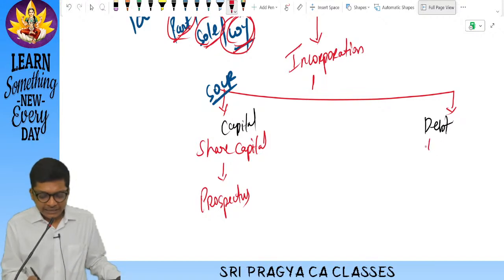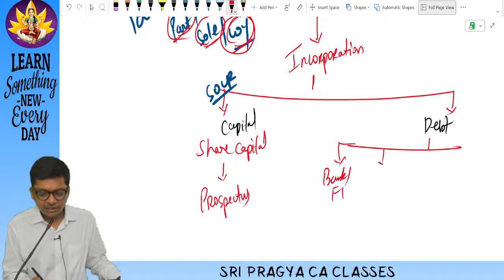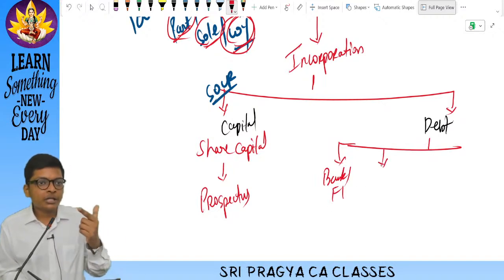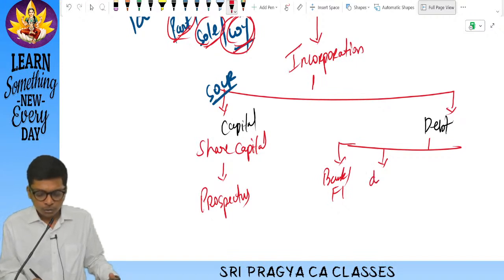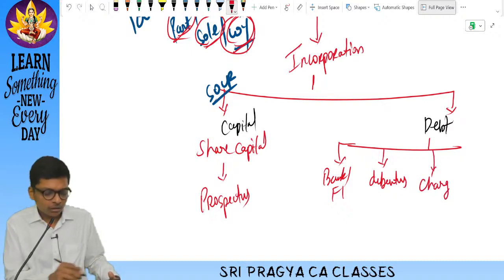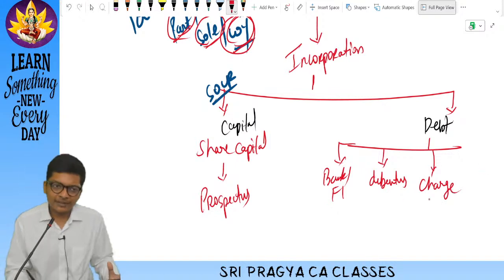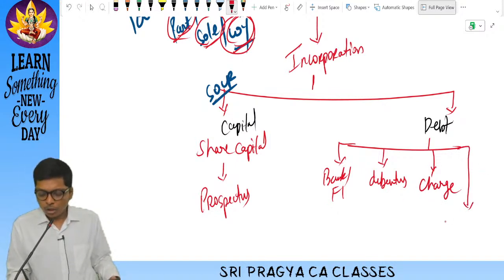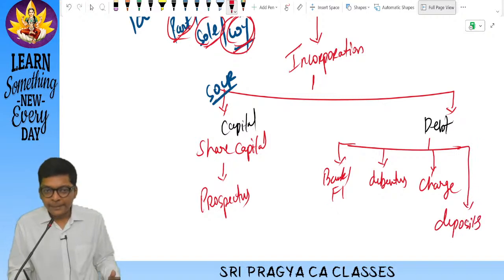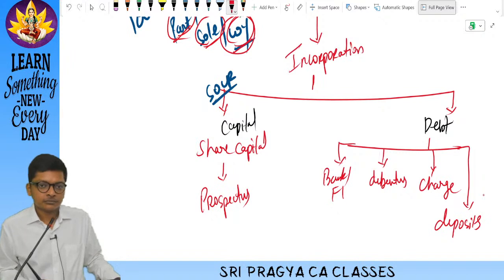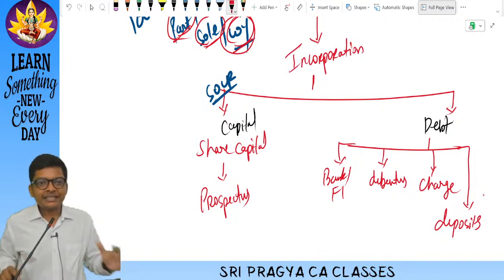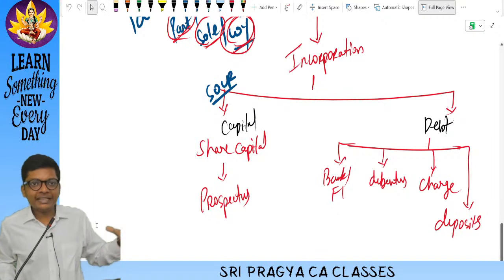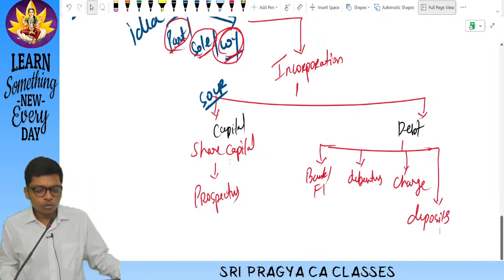Correct? Debt you can take from banks or financial institutions. You can also issue debentures, mortgage, all of that. Mortgage, all of that is something like a charge. We will talk about that later. Or you can also get deposits from the public. Public will invest. Okay, collecting all this money from the various sources, what will Murugan do?